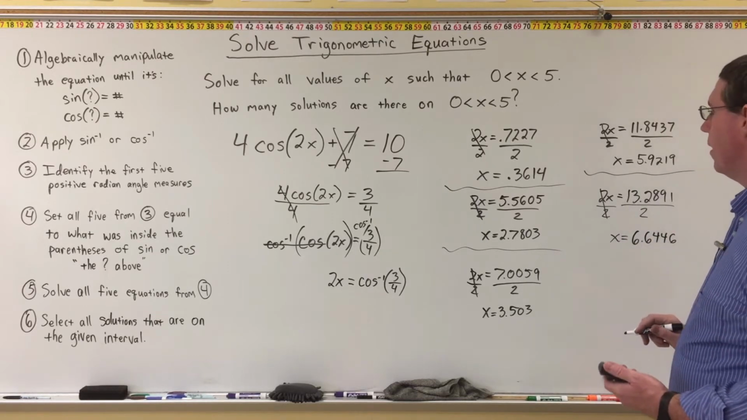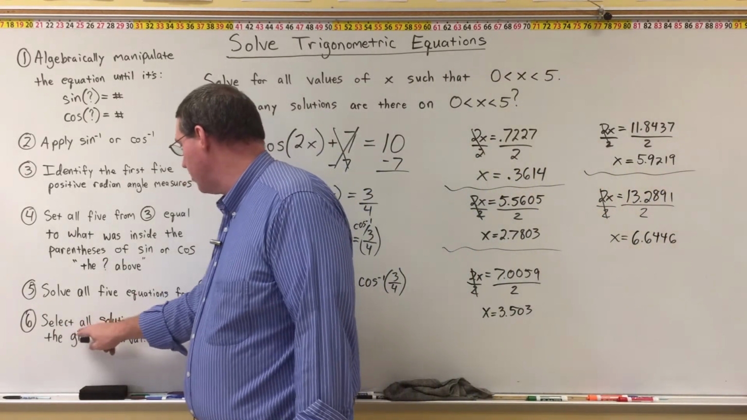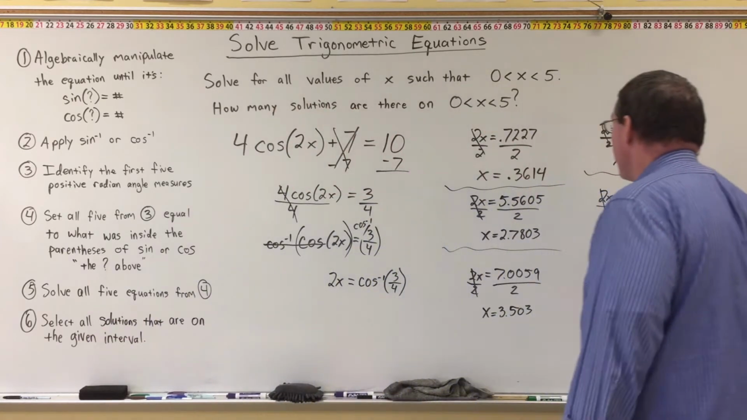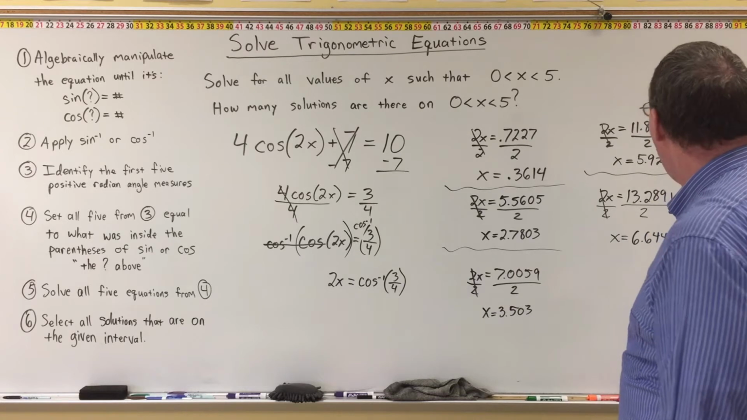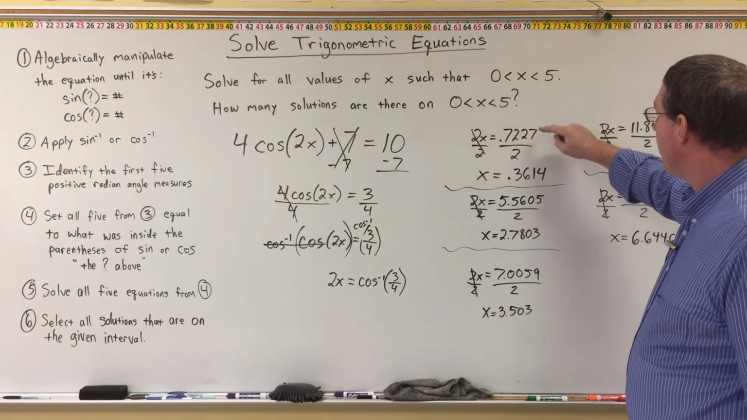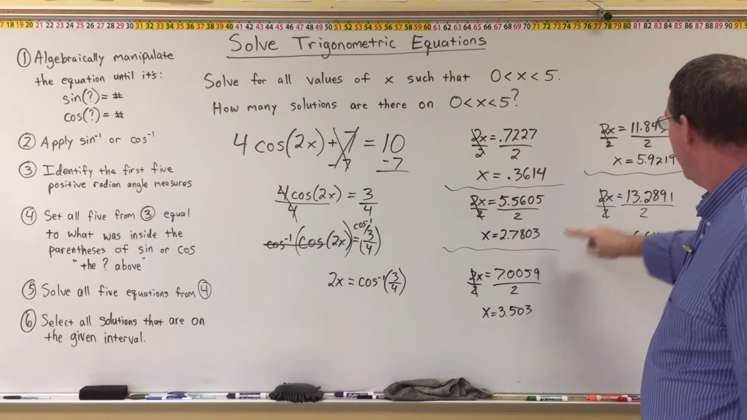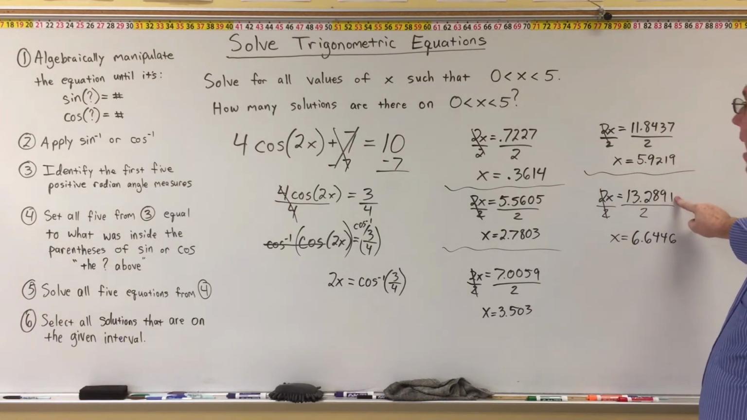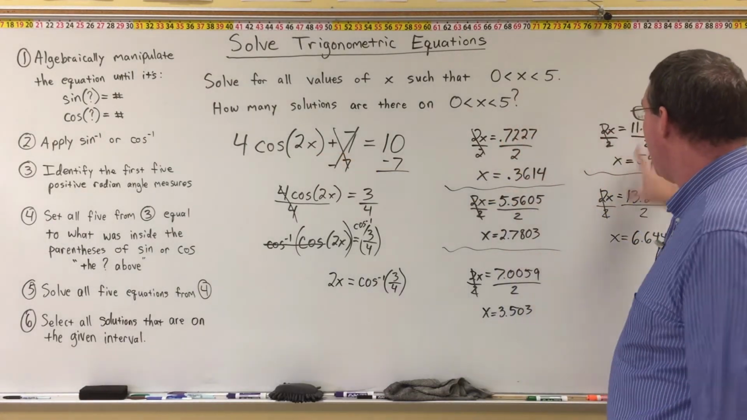Okay? All right, that was step 5, solved all 5 equations. Last thing we're going to do, select all solutions that are on the given interval. All right, so here's the thing. When we originally did this, you might have thought that this was a solution, and this is a solution, and this is a solution, and this is a solution, and this is a solution, right? Those aren't solutions for x, those are solutions for 2x, those first 5 numbers that we got.